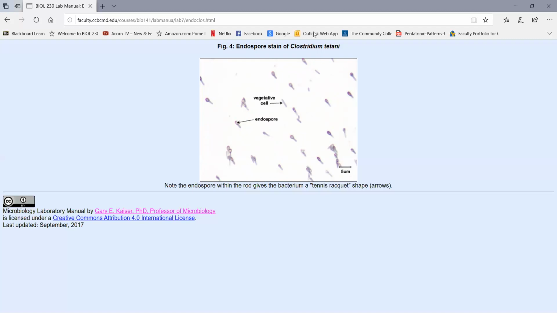Now, one of the unique things about the genus Clostridium is that many of the species, when the endospore forms, produce an endospore that's larger in diameter than the rest of the bacillus, giving the bacterium a characteristic tennis racket shape when viewed under the microscope, or sometimes called a club shape.